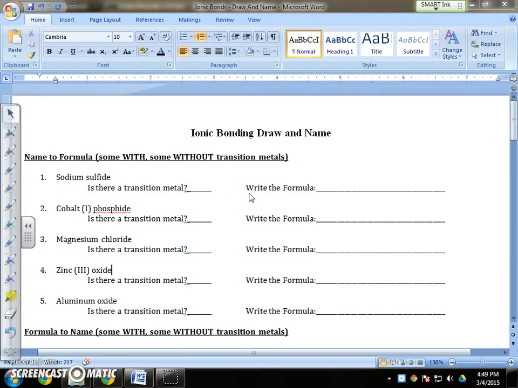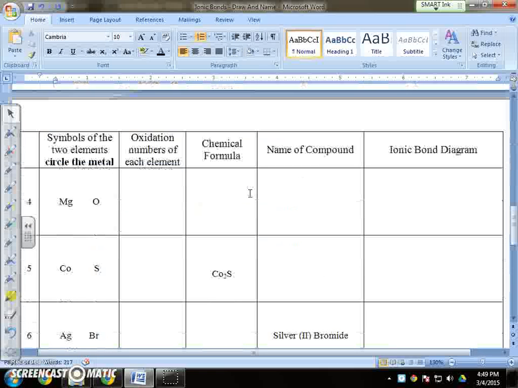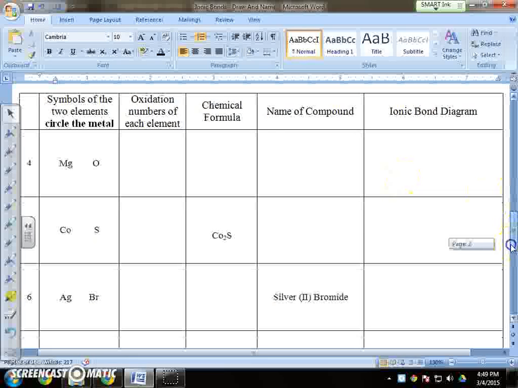Alright, so we are going to work our way through the Ionic Bonding Draw and Name handout because I feel like this will be the biggest overview we can get with all of the ionic bond things. Essentially, I'm going to start off and just work my way through page 2, which means we're going to work our way to question 4 through 12 and get as far as we can in this video.